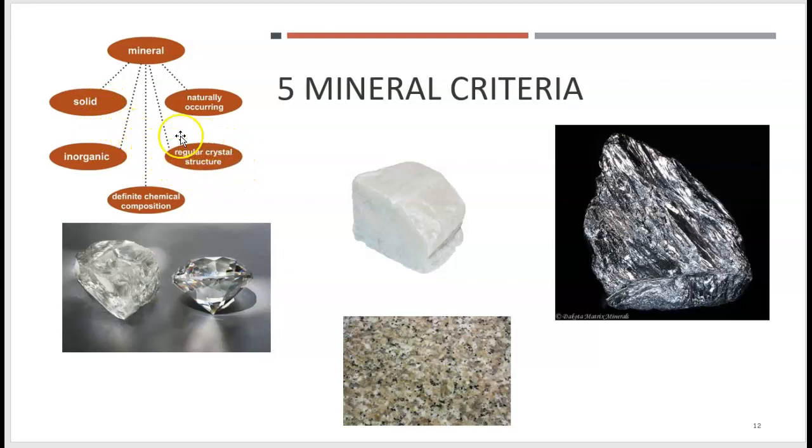It needs to have a regular crystal structure. That means if you zoom in and look at the way the atoms are arranged in the substance, they form these regular patterns. So we can take a look at that on a microscopic level. And then a definite chemical composition. So water, its composition is H2O. We said it's not a mineral for other reasons, but water does have a definite chemical composition, and the same is true for minerals. So for diamond, for talc, for galena, we can take a look and see what the definite chemical composition is.